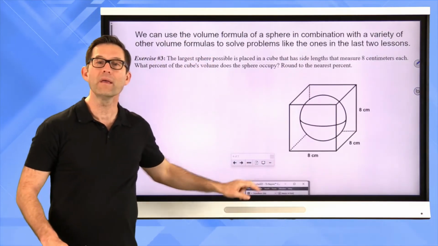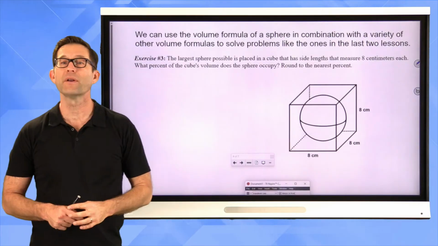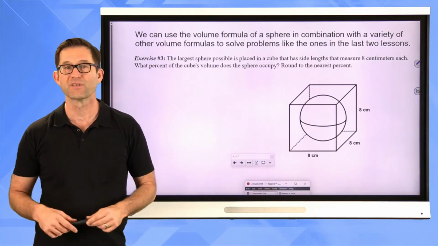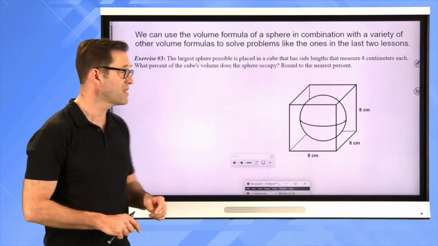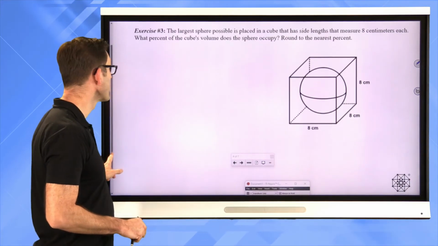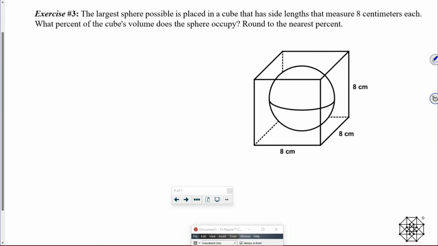Okay, now we can use the volume formula of a sphere in combination with a variety of other volume formulas to solve problems like the ones that we've seen in the last 2 lessons. So let's take a look at a classic in exercise number 3. The largest sphere possible is placed in a cube that has side lengths that measure 8 centimeters each.